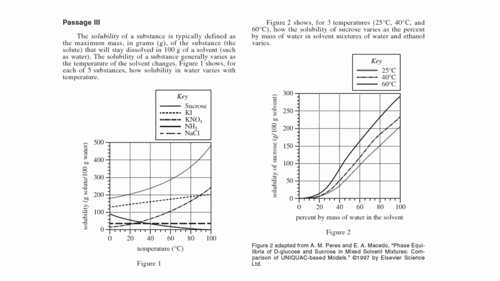So in this one, it looks like I have a key, and then I have solubility and temperature. Each one of these lines represents a different solution in the key. In figure 2, percent of mass of a solvent and solubility of just sucrose, which I see over here again, and different temperatures. So each line is a different temperature. That's it, 10 to 15 seconds, and then get to the questions.